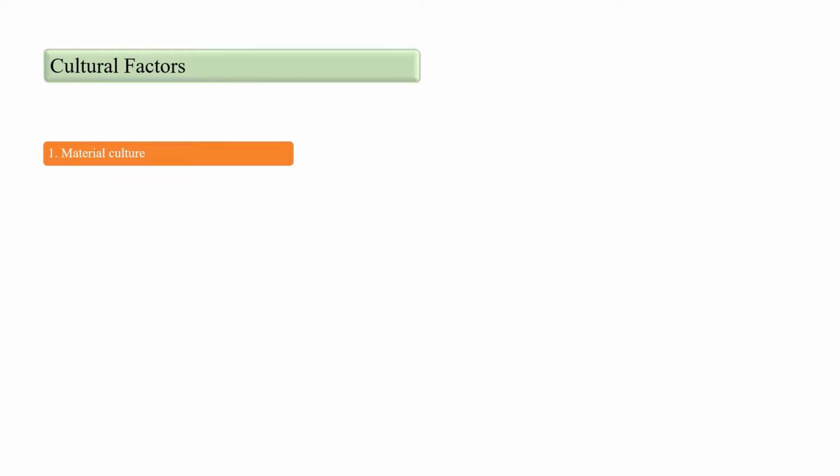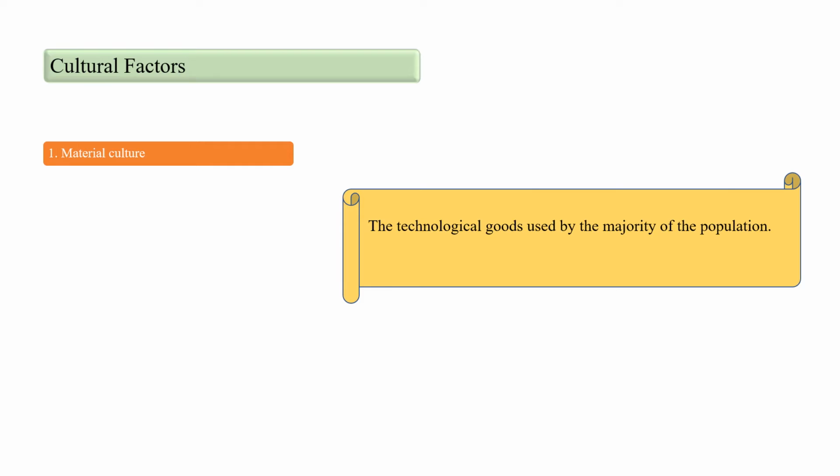The first one, material culture. This includes the technological goods used by the majority of the population and the availability of resources such as electricity, telephone, internet, and wireless communication.